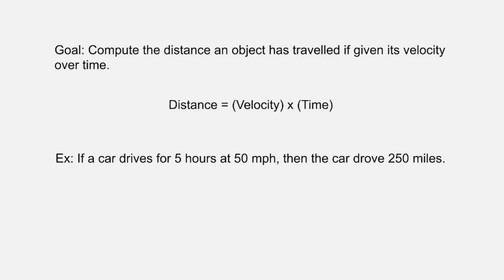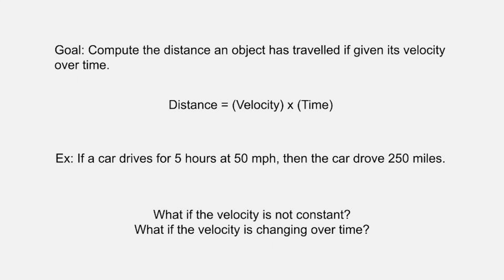And in this problem, the velocity was constant. It was always 50 miles per hour. But what if the velocity is not constant? What if it's changing over time? It's no longer as simple as just multiplying two numbers together to get the distance, because the velocity is going to be many different values at different times.